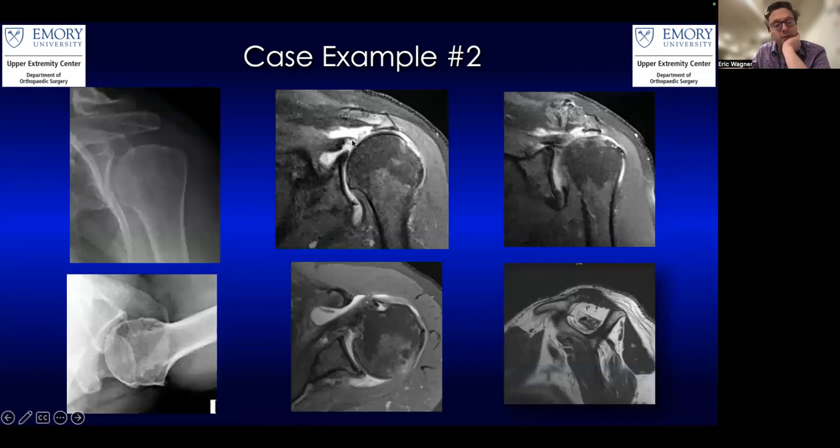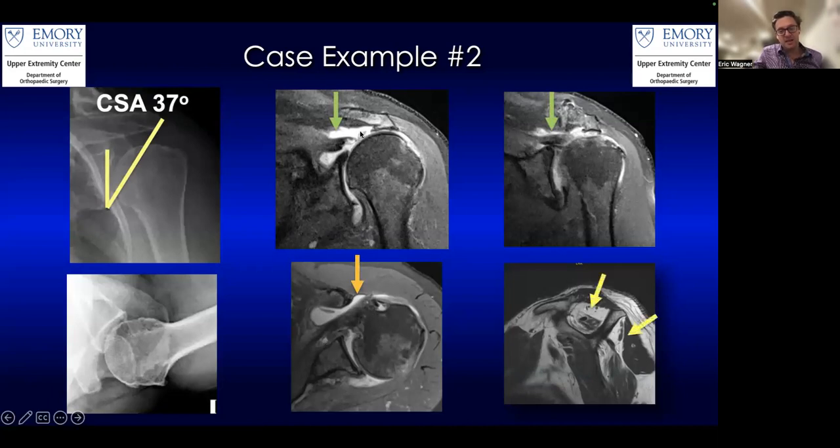Another case example. So you can see here the rotator cuff that's torn backwards. You can see the subscapularis is still intact, but the humeral head is elevated upwards, and there's some fat infiltration in the infraspinatus and the supraspinatus. So this is what we consider an irreparable supraspinatus and infraspinatus tear.